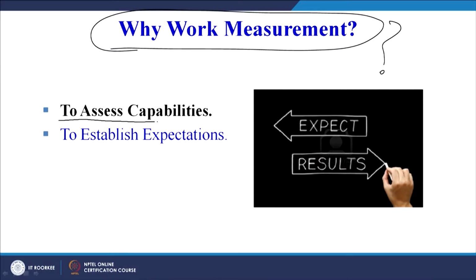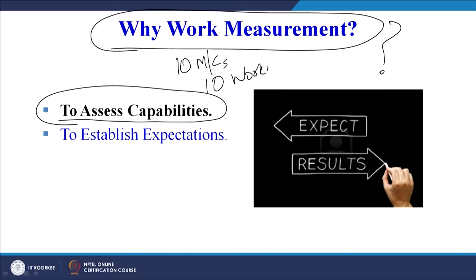To assess the capabilities, suppose we have 10 machines and 10 workers. We must be able to assess how much we can work out, or what our production rate can be, or what we can produce at the maximum level of performance. Once we know the standard time required at a standard performance for an average worker to complete this task, very easily we can assess our capability, what maximum we can deliver.